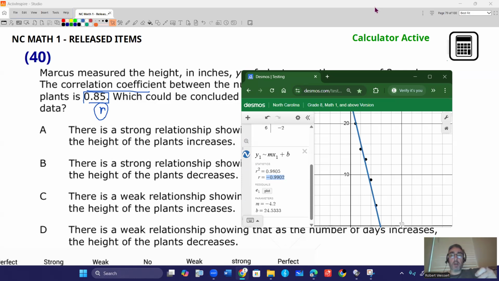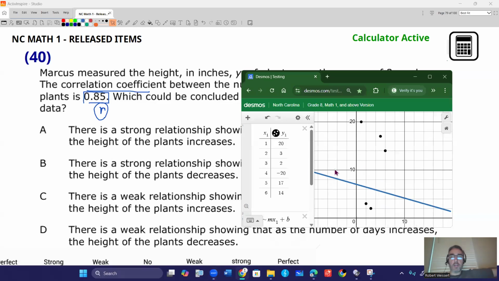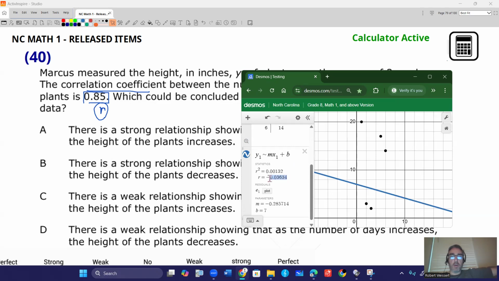Now, when it's close to 0, when it's really weak, such as this, when I just have kind of random points up there, you can see that that R value is really close to 0. Whether it's negative or positive, that shows you a weak relationship.